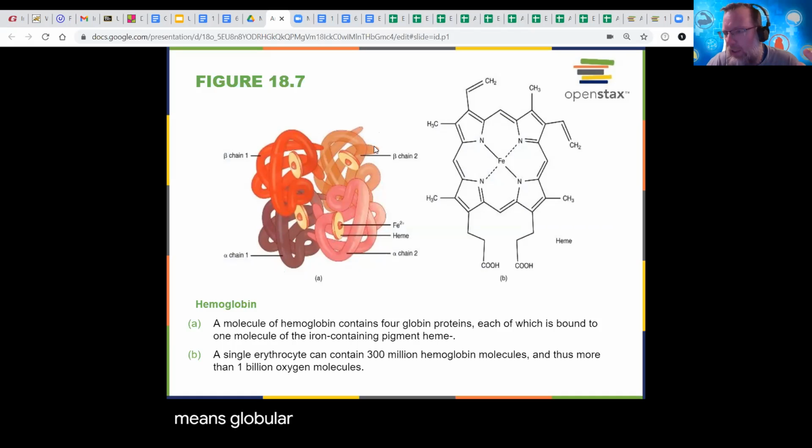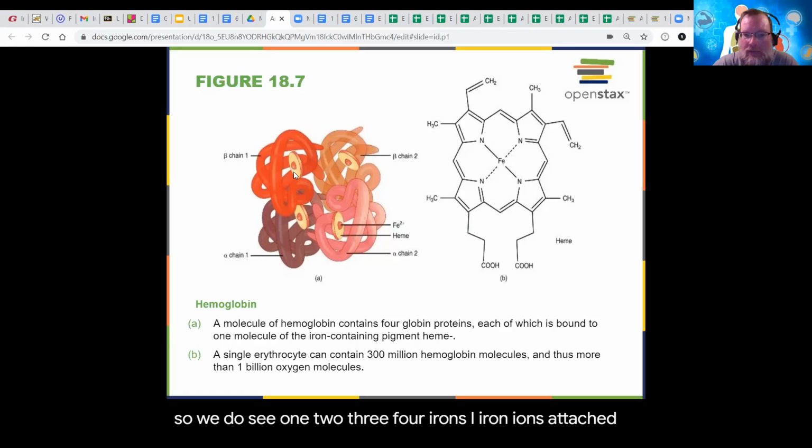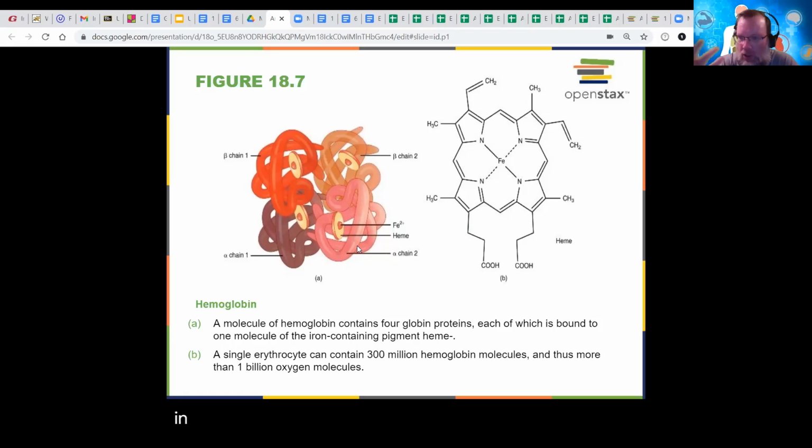Globular just means globular proteins. For hemoglobin, globin means globular protein. Hemo, remember, means iron. So we do see 1, 2, 3, 4 iron ions attached. That's a tough one to say. Okay, well, let's just call them irons. We see 4 irons in 1 hemoglobin. Why is that important? Oxygen is what attaches to these hemes. They call this a heme group. The iron attached to the globin is called a heme. So that oxygen attaches to the iron and then that heme.